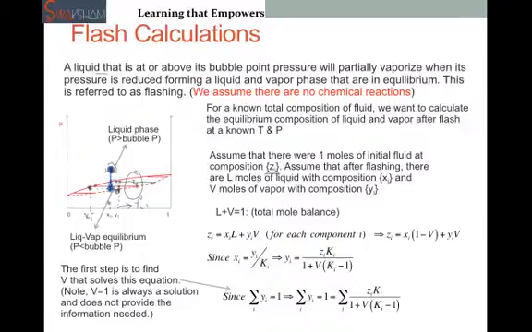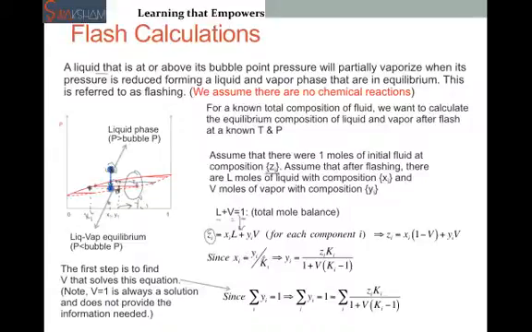Assuming that after flashing, there are L moles of liquid with composition Xi and V moles of vapor with composition Yi. Doing a total mass balance, we have L plus V is equal to 1, since initially there was 1 mole of total fluid. For each component i, Zi, the mole fraction of component i initially, is equal to Xi times L, the mole fraction in the liquid phase times the total liquid, plus Yi times V, the mole fraction of i in the vapor times total vapor. Putting L equals 1 minus V into this equation, I have Zi is equal to Xi times (1 minus V) plus YiV.